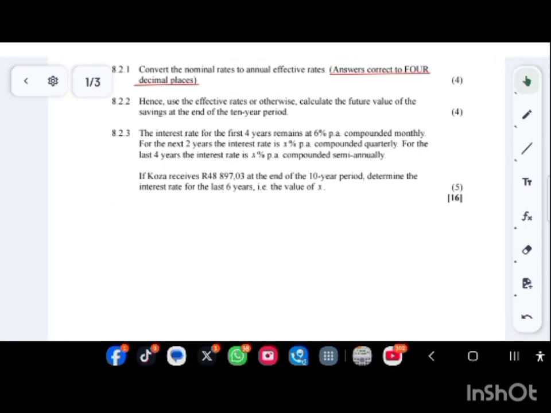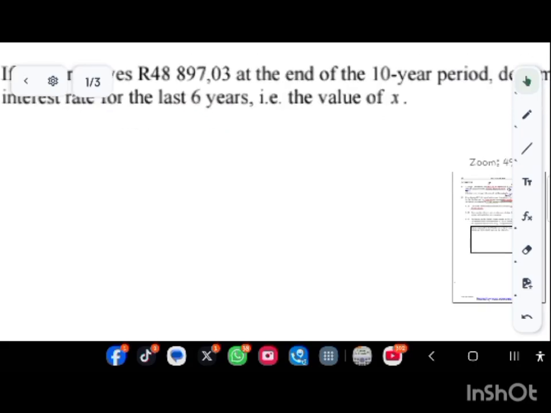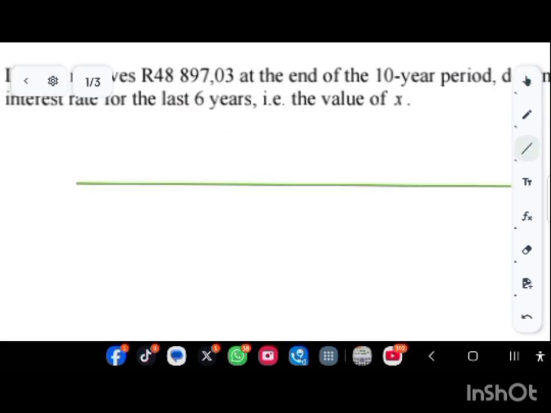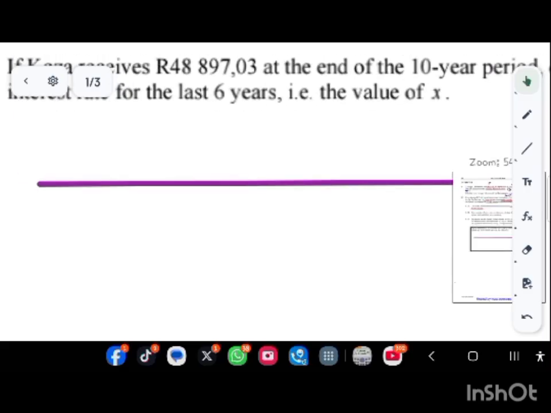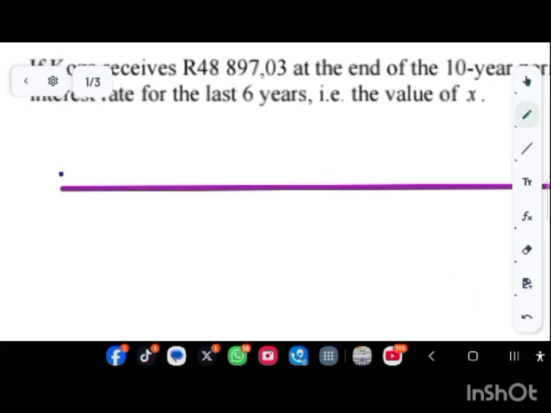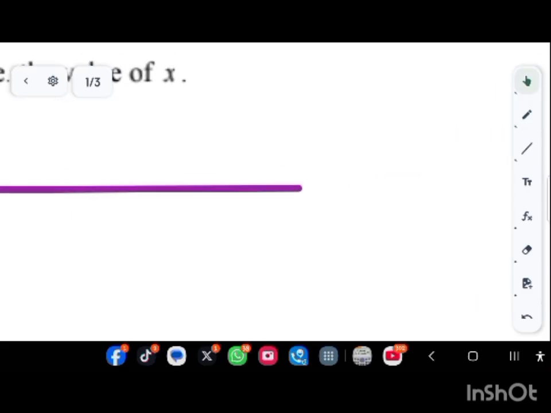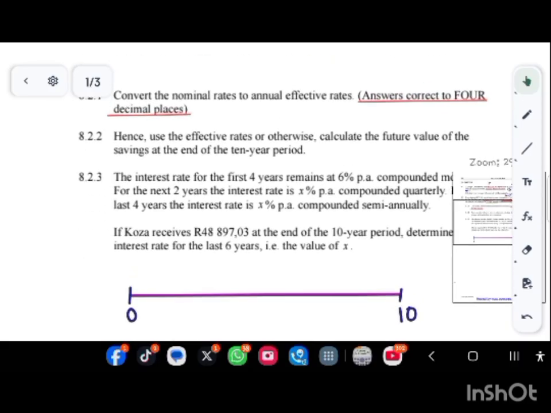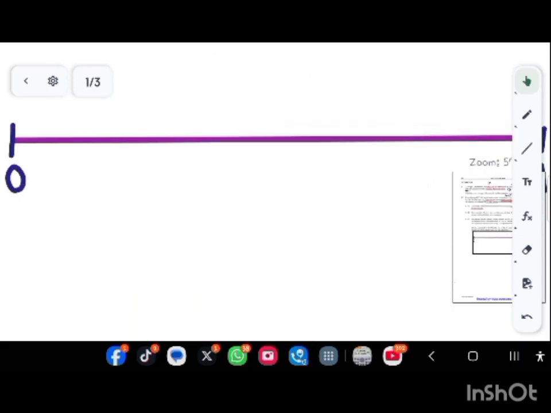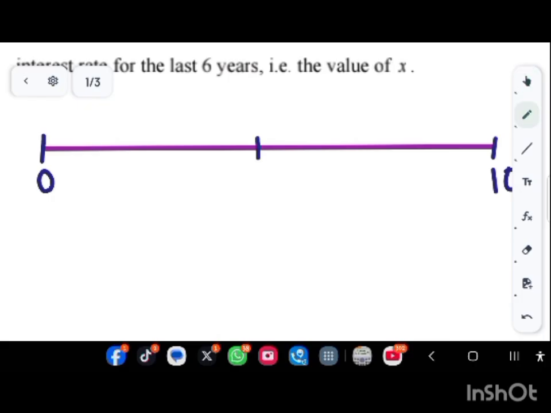So this one has a different timeline that we now work with. Okay, let's make this timeline purple. So we've got a slightly different timeline here. That is 0, 10. We are still investing the same amount of 15,000 rand, that's P. All right, in the middle, that will be 5 years. And then 1, 2, 3, 4.